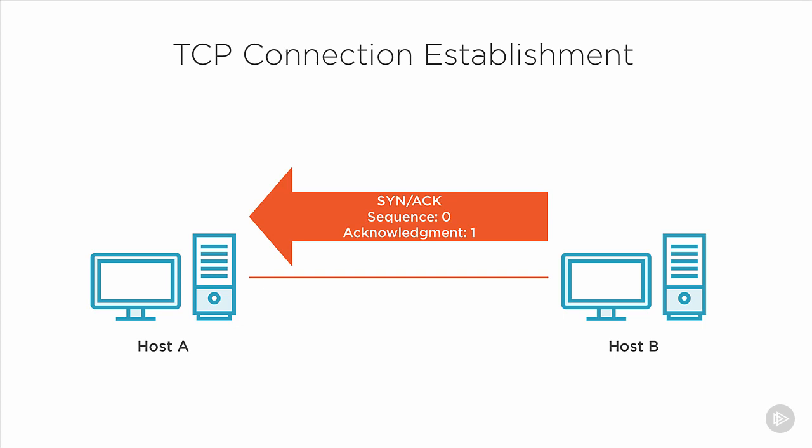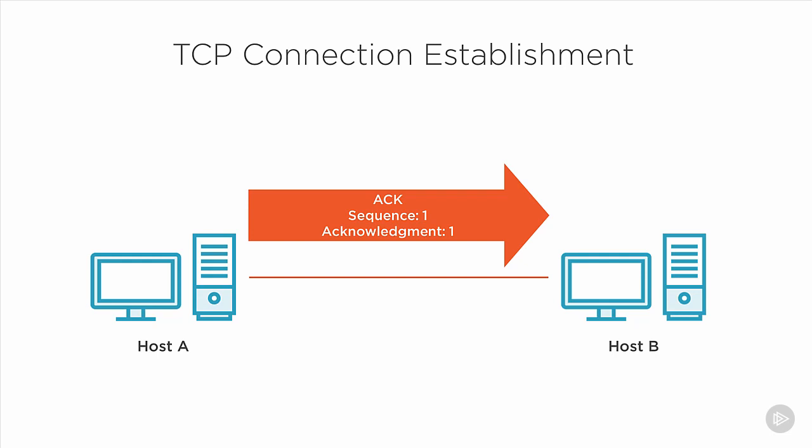Host B then replies with a packet that has both the SYN and the acknowledge, or ACK, flags set. This packet contains host B's own initial sequence number that is not necessarily the same as host A's. Let's say that this is also 0. The packet also contains in the acknowledgement number field host A's sequence number incremented by 1, so in this case it would be 1. Host A then replies to the SYN ACK packet with its own ACK that has host B's sequence number incremented by 1, which in this case is 1.